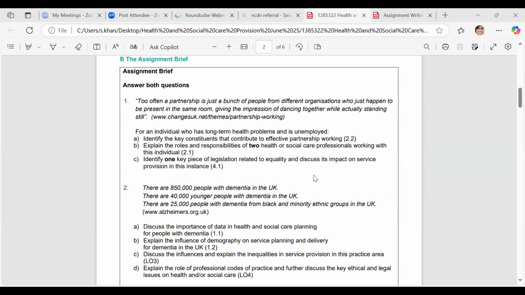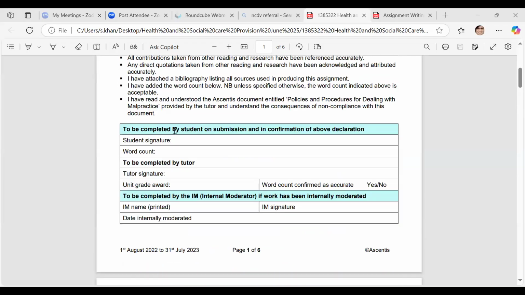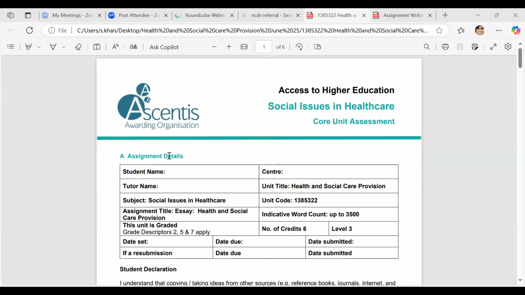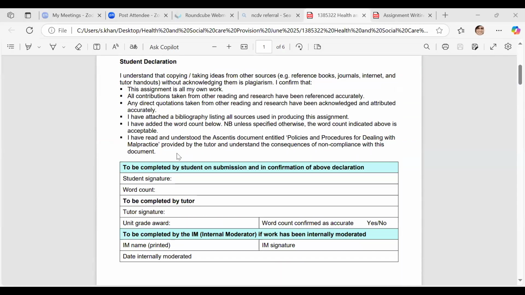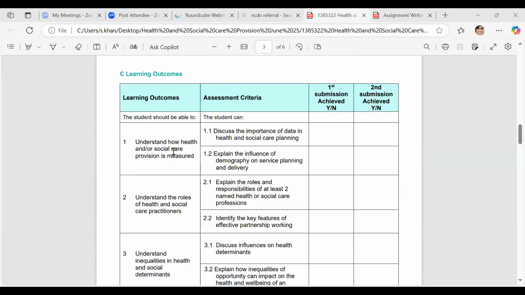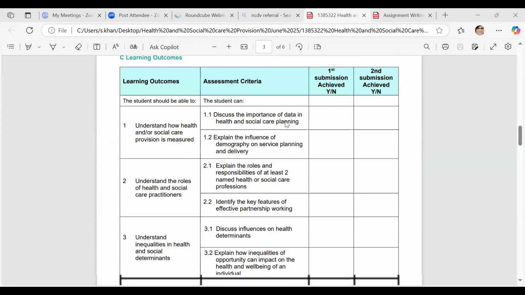I'm going to go through this in the assignment discussion in your PowerPoints, but I'm just showing you how it looks. So when you're going on to Moodle to have a look at how your assignment looks, this is how it should be. It should say the awarding body, which is Ascentis, and it should say the unit, and the actual declaration should be on there as well. The assignment learning outcomes are on there as well. So what is expected of you in your first submission.